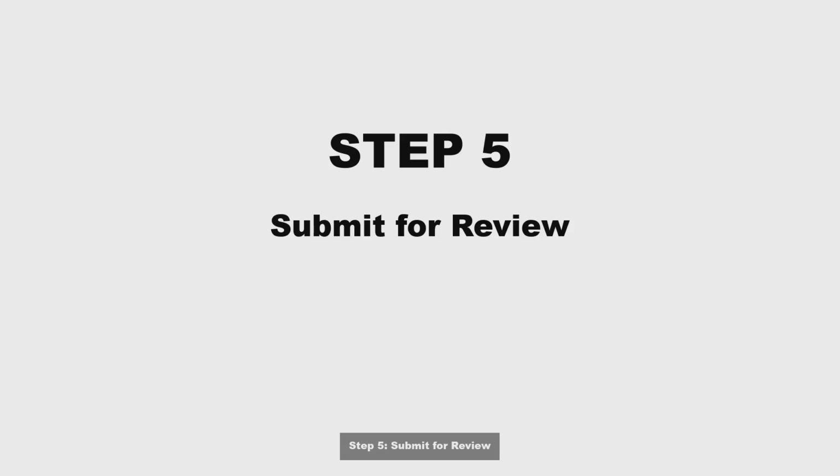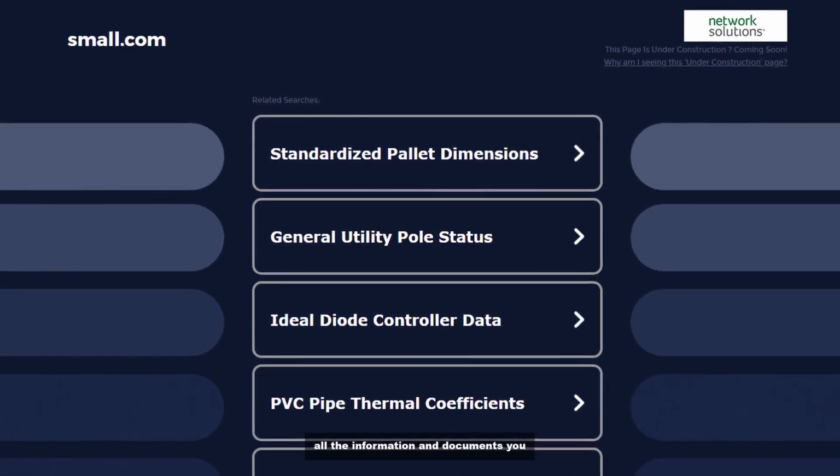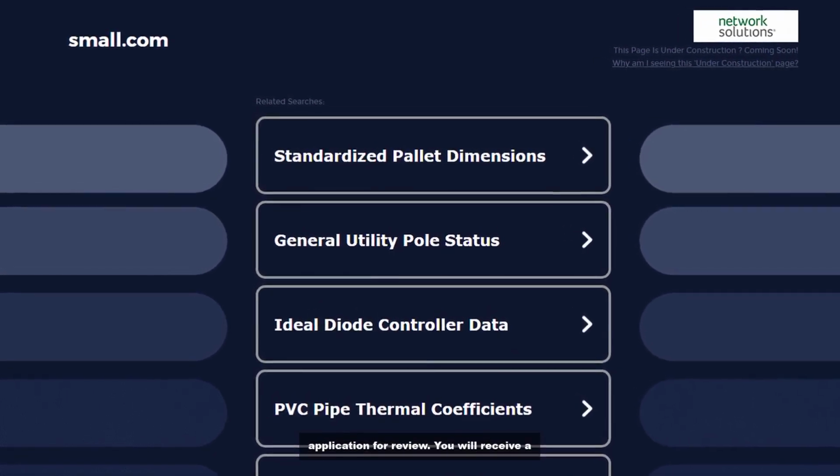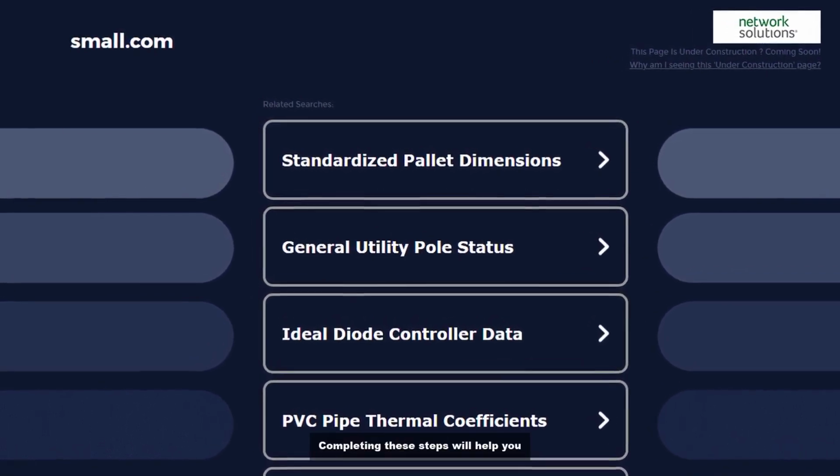Step 5. Submit for review. After completing the previous steps, review all the information and documents you provided. Once confirmed, submit your application for review. You will receive a notification once your verification is complete.